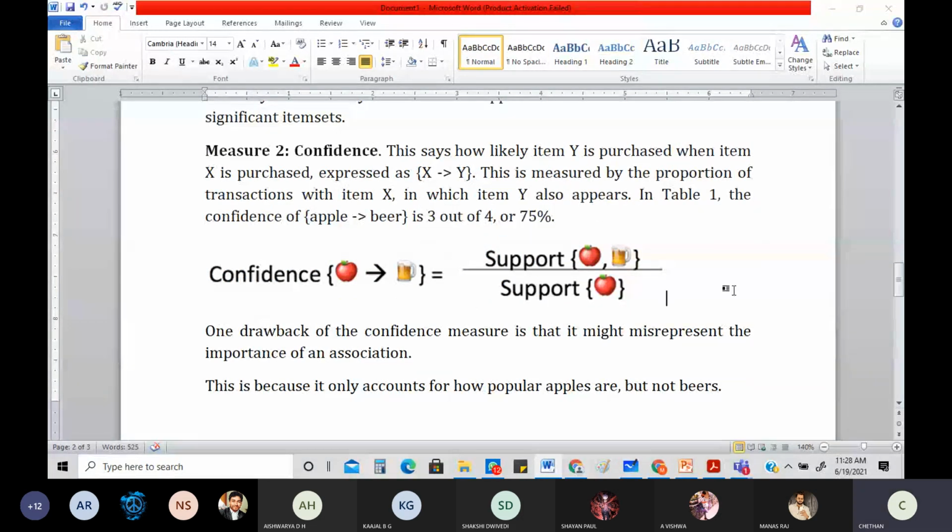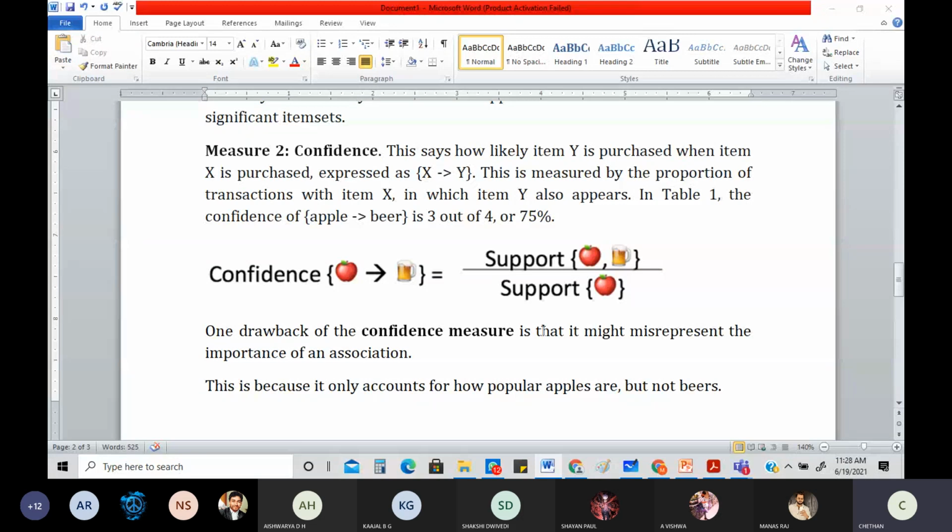Okay, this is something that you got to keep in mind. But there is a drawback. This is where the entire answer for your evaluation of things will start. What is the drawback? The drawback is it might misrepresent the importance of an association.